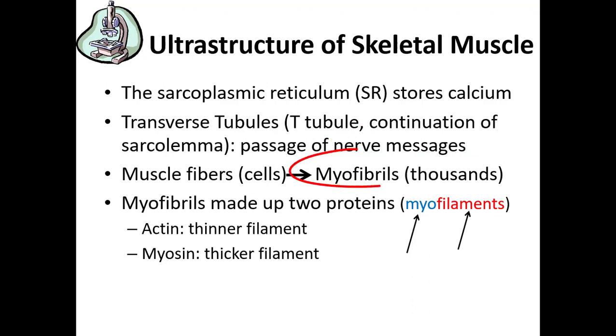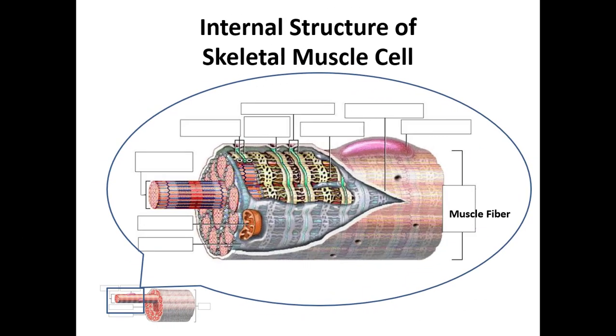A muscle fiber or cell contains hundreds and thousands of myofibrils. Myofibrils are made up of two proteins, the myofilaments actin and myosin. Actin are thinner filaments and myosin are thicker filaments. So we have the muscle fiber, nucleus, sarcolemma, and the sarcoplasmic reticulum, which has lots of calcium. The T-tubule and the terminal cisterna, a continuation of the sarcoplasmic reticulum, together we call a triad.